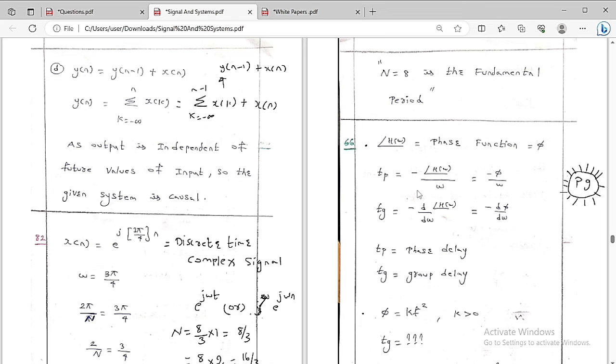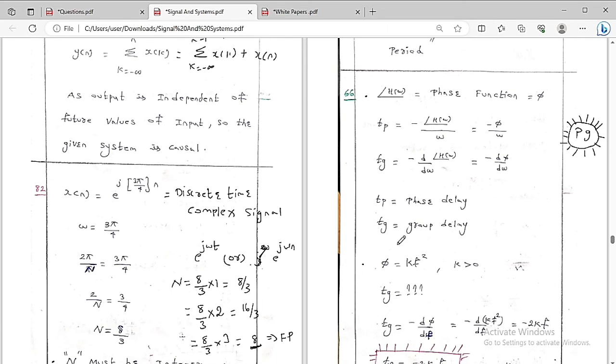But here the phase angle is nothing but phi, as they mentioned. So instead of the phase angle of h of omega, I am going to replace it by phi. Therefore, we get minus phi by omega and minus d by d omega of phi. So what is the phi expression? They have given phi is equal to k f square, and k is greater than 0, as already mentioned. And what is the TG we need to find?